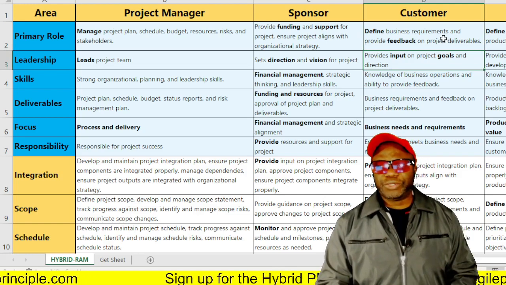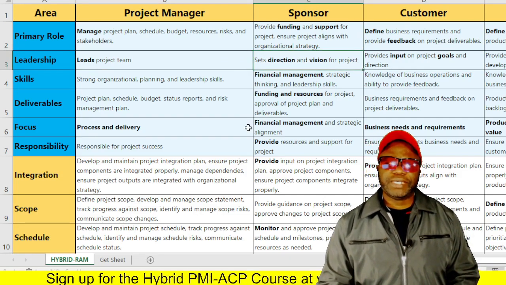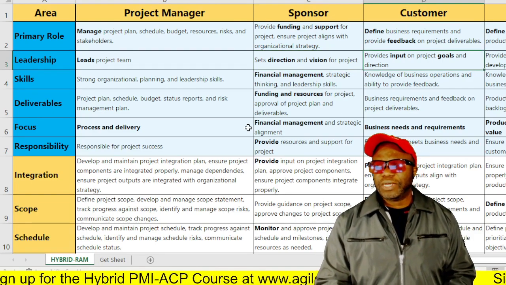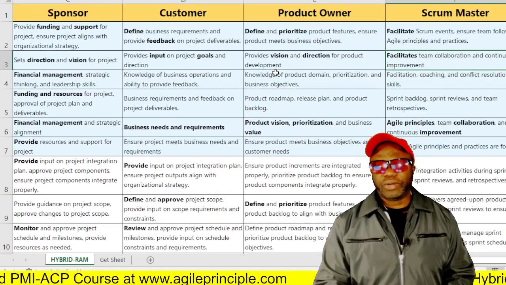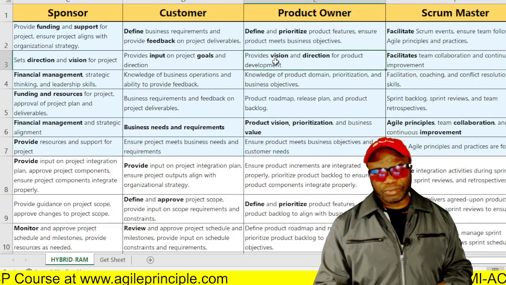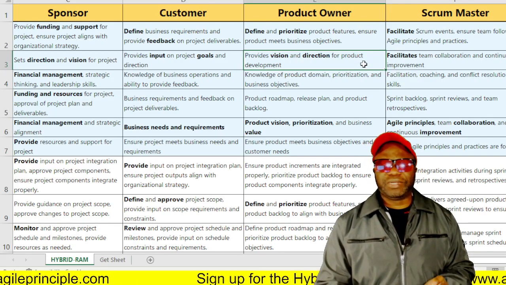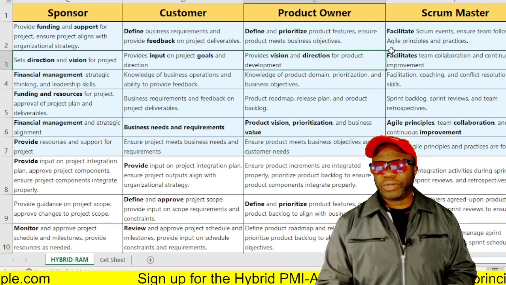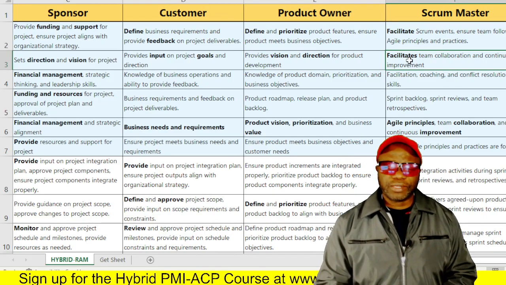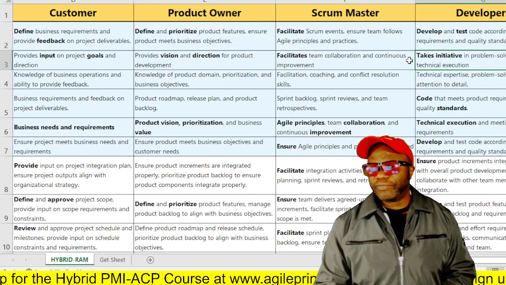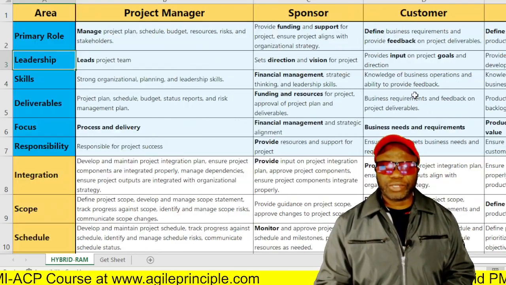Now, in terms of leadership, the project manager leads the project team, the sponsor sets direction and vision for the project, the customer provides input on project goals and direction. The product owner provides vision, very important, and direction for product development, because if the team is stuck, they should be looking to the product owner. The Scrum Master facilitates team collaboration and continuous improvement, and the developers take initiative in problem solving and technical execution.